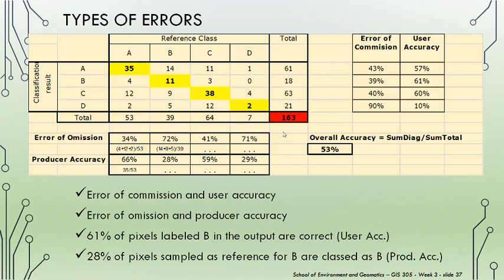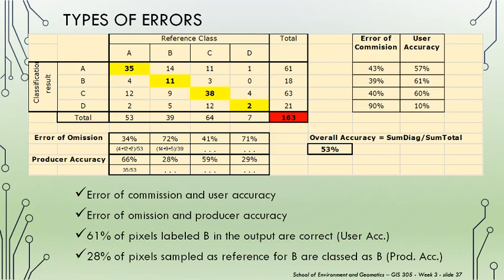And this is essentially the summary of what we've talked about so far. The error of commission and the user accuracy are these numbers here. So my user accuracy is 57% for class A, because I can only say that about 35 out of 61 of these classified areas are correctly classified. So as a map user, I can only say it's 57% reliable.